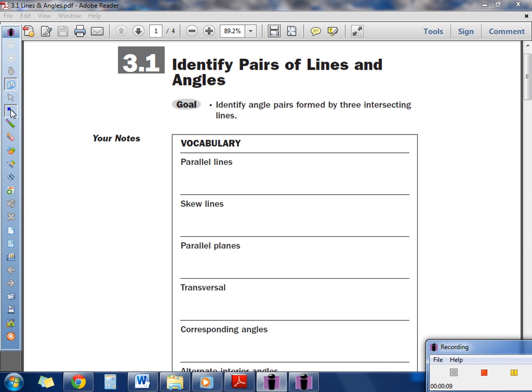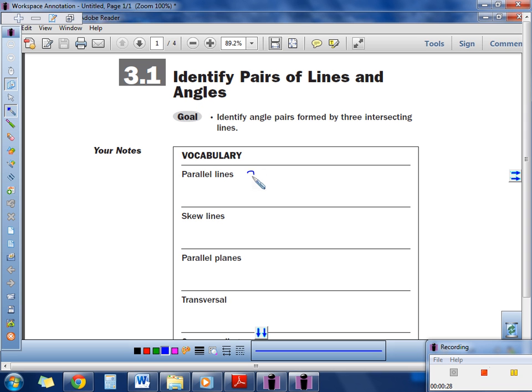A lot of you know what these are. What is your definition for that? Okay, two lines that don't intersect and they are coplanar. Good job. Pretty simple. A lot of you know what they look like as well.